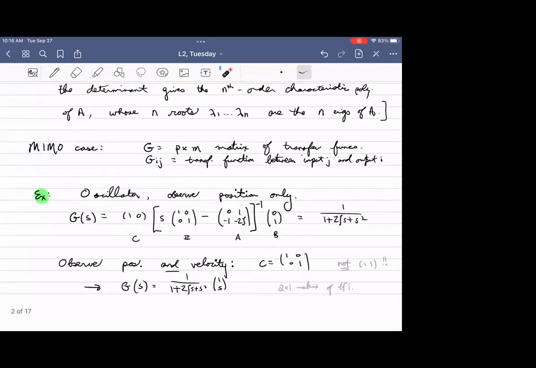Here I just go through the calculation for the harmonic oscillator. For the transfer function, you can go through this on your own, but it reproduces, going from the A, B, C, D matrices that we had, here's A, here's B, here's C, back to the transfer function that we discussed. And if you happen to observe both position and velocity, then C would just generalize into an identity matrix. Note that it's not this. So this C corresponds to observing separately the position and the velocity. Here's a question for you. If C were equal to the row vector (1, 1), what would that correspond to? Let's just see if this is sinking in.